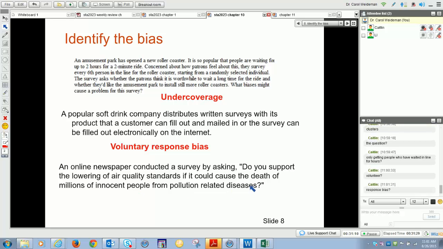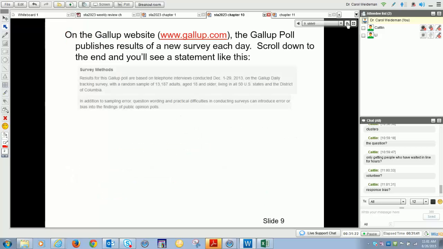Think about this question wording. This is response bias. Very good. Yes. Look at the question wording. You're wording the question in such a way that you're probably going to influence people's responses, and we call that response bias.